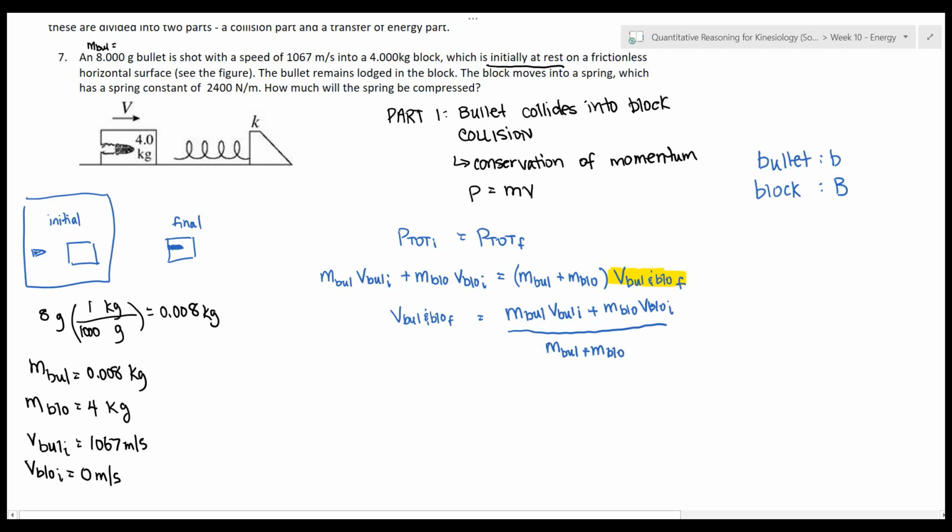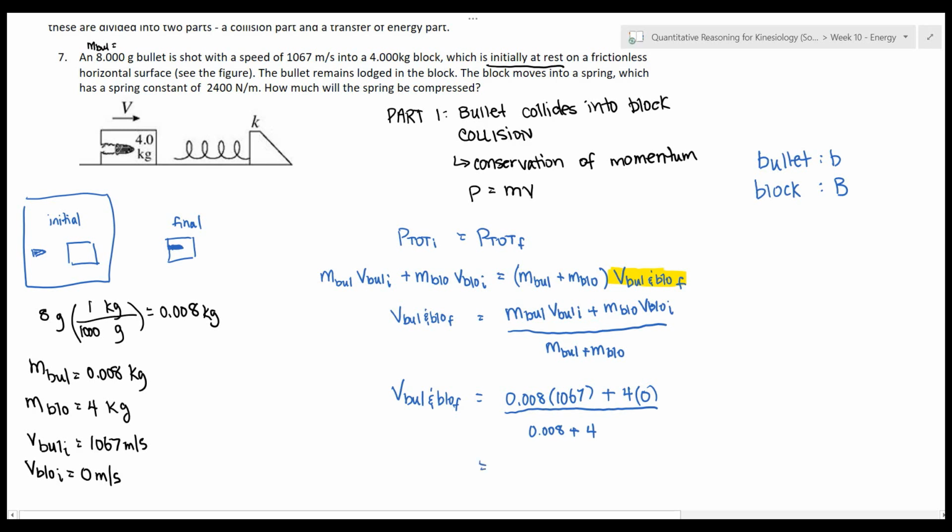Okay, so now we can go ahead and sub in all the values that we know. The velocity of the bullet and the block after the collision is equal to the mass of the bullet, which is 0.008, times the velocity of the bullet initially, which is 1,067 meters per second, plus the mass of the block, which is 4 kilograms, times the velocity of the block, which is 0 meters per second, divided by the mass of the bullet, 0.008, plus the mass of the block, 4.